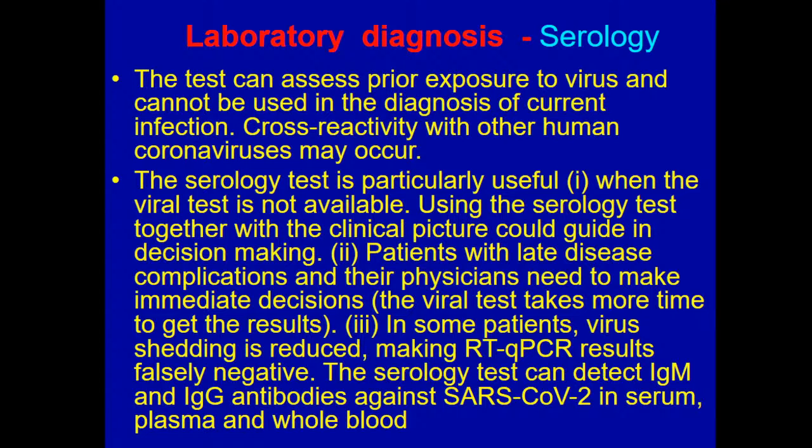Then the second approach that is used in diagnosis is so-called serology. The test can assess prior exposure to the virus and cannot be used in the diagnosis of the current infection. Cross-reactivity with other human coronaviruses may occur. That is also not so optimistic, because as we see now, coronaviruses are widely spread. So we may have human coronaviruses that won't cause any severe diseases, almost harmless, but they will give cross-reactivity in the tests.